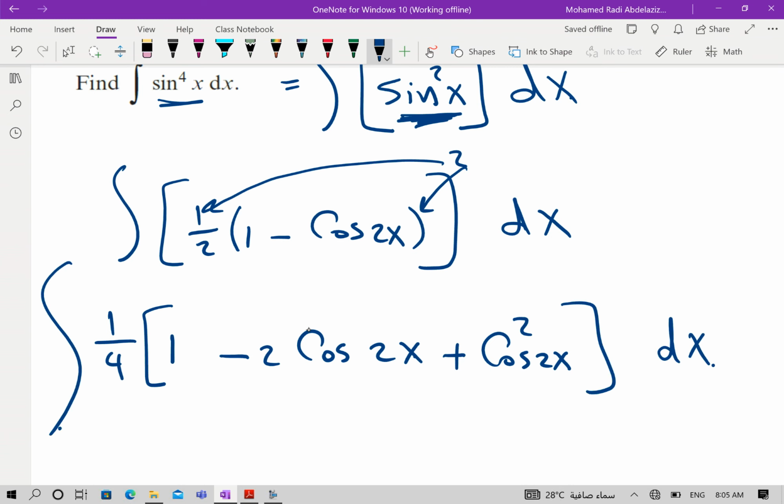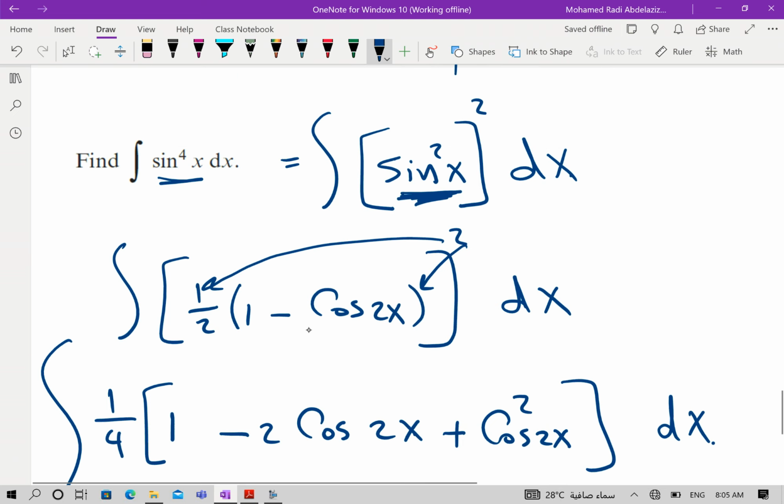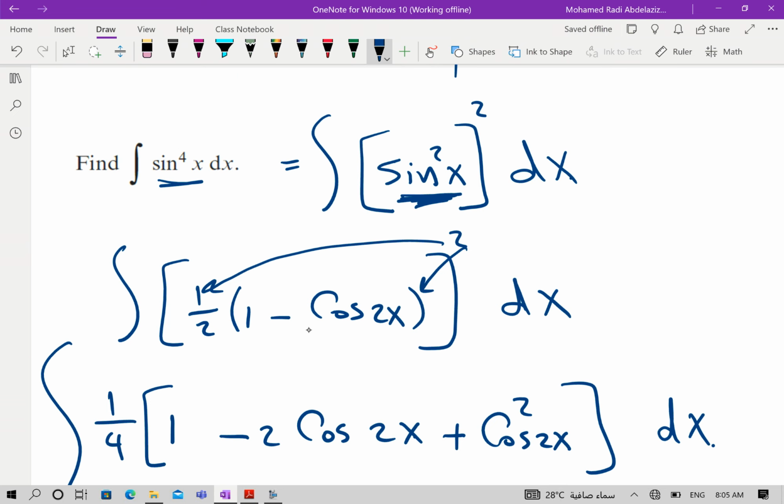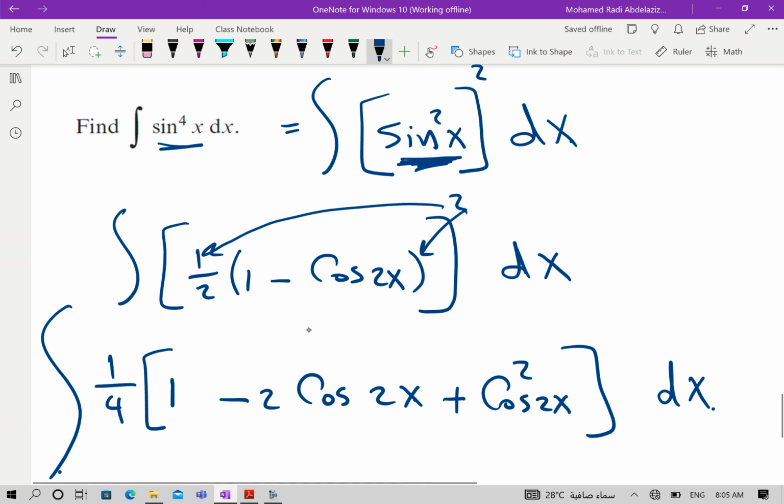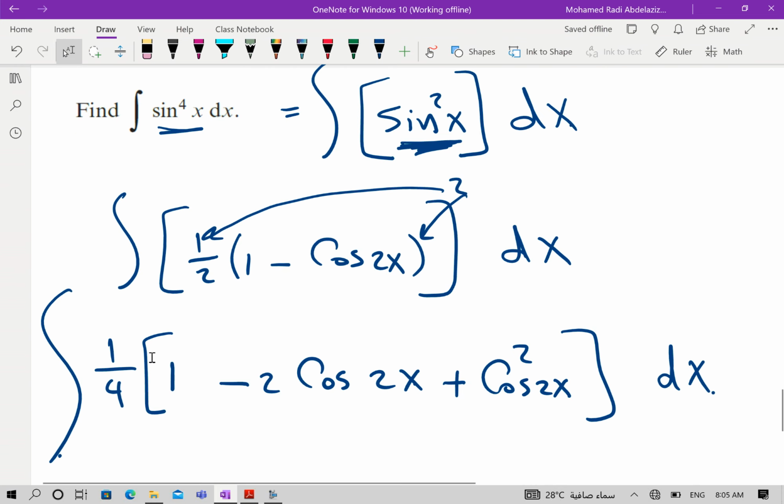Step is clear? First, sine power 4, make it squared power 2. Remove sine squared and write 1 minus cosine 2x, all squared. Square both, we have 1 over 4. Identity power of 2, 3 terms: first squared, second squared, first by second by 2. You can integrate 1, which is x. You can integrate cosine 2x, which is 1 over 2 sine 2x.